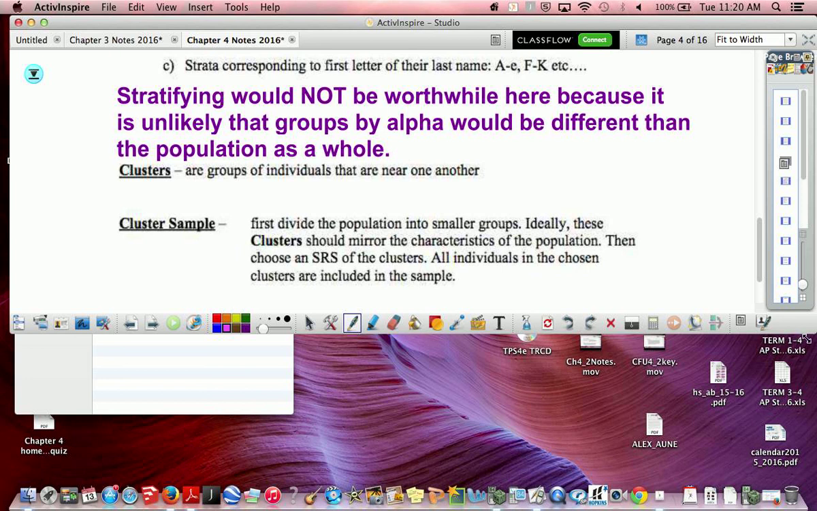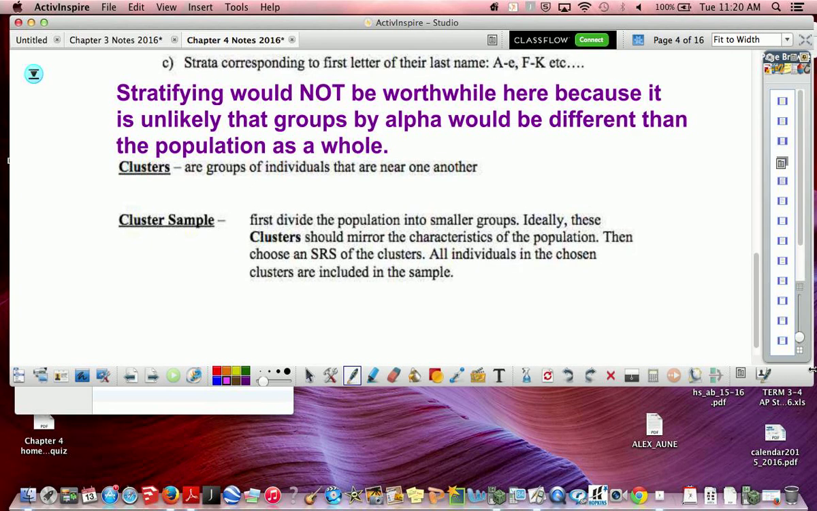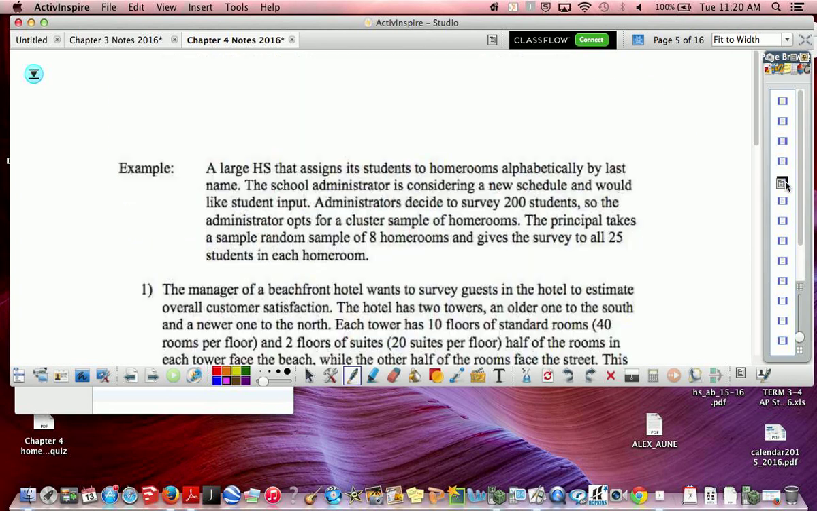I think that's all on this page, is that correct? Yeah. All right, wow, just like that, 1 page done.